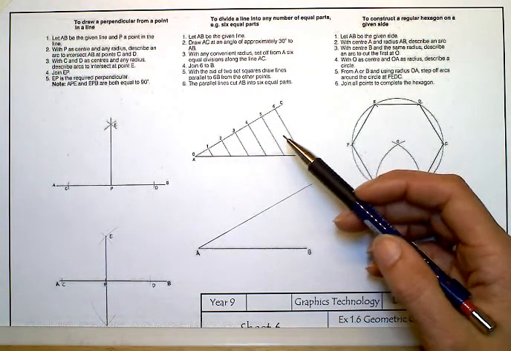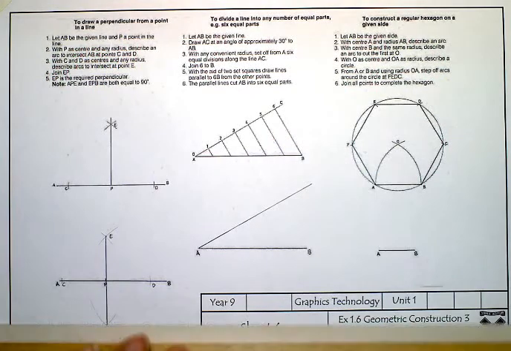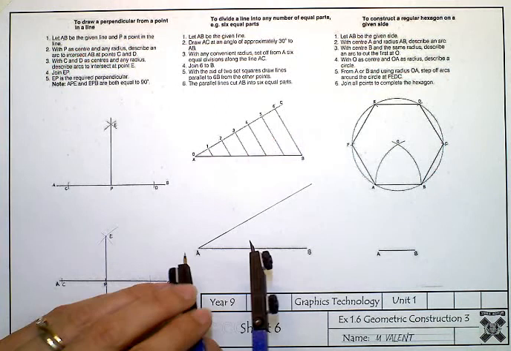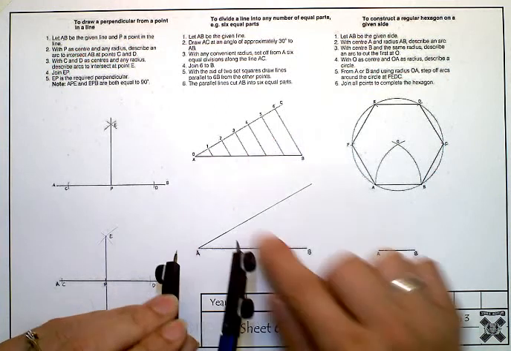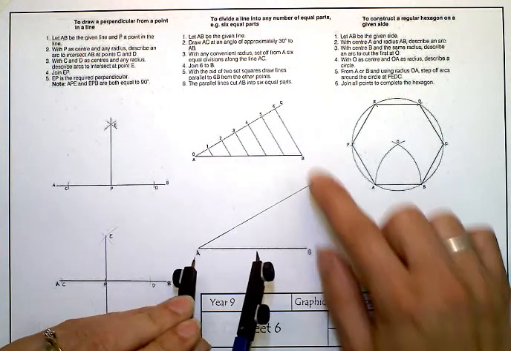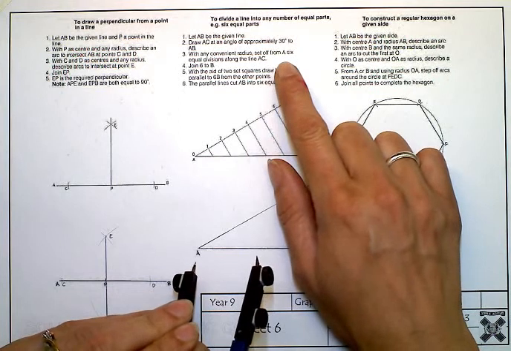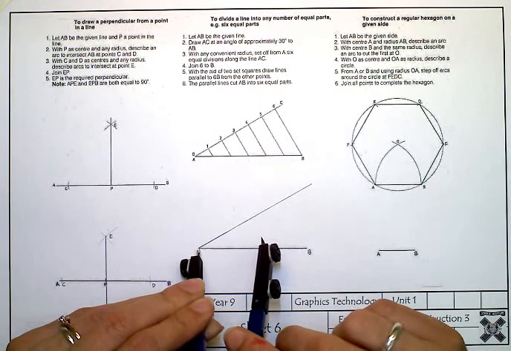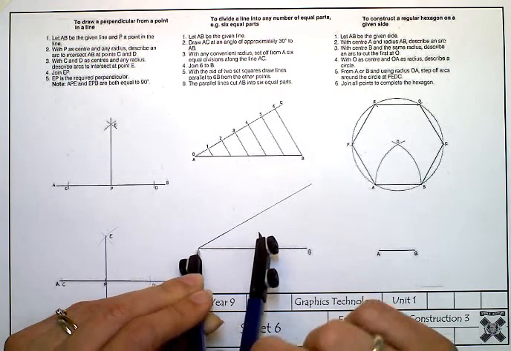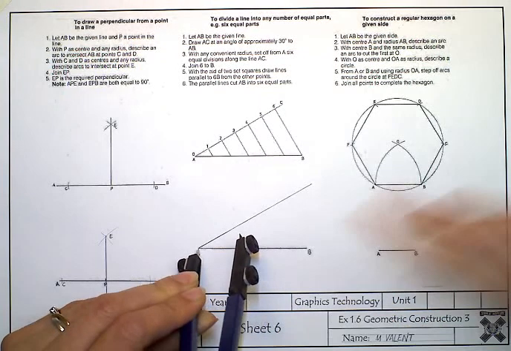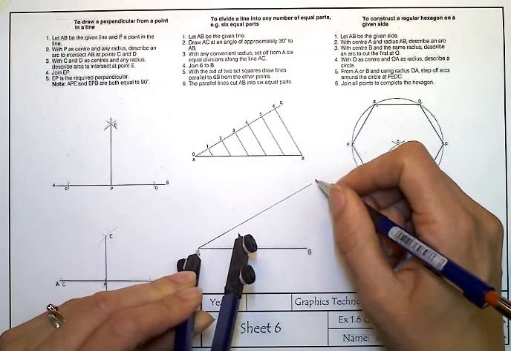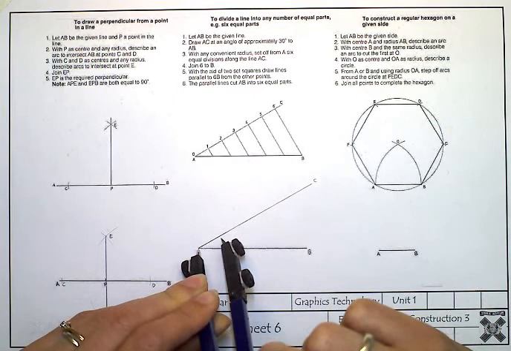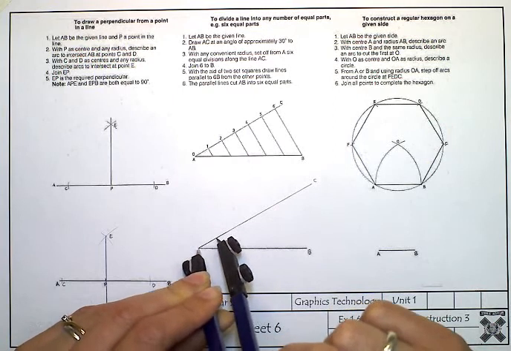Done that with any convenient radius. A convenient radius, I think this one has to be quite small because we don't have a lot of space. Set off from A 6 equal divisions along the line AC. So we'll set it fairly small so we can actually fit 6 divisions along this line AC. So that's C. I set it quite small so we can fit them. There we go, that should fit.